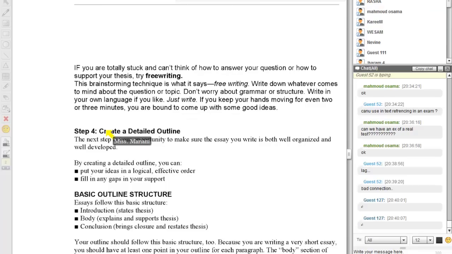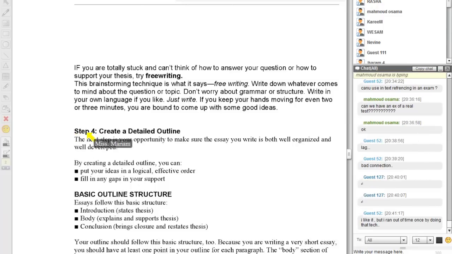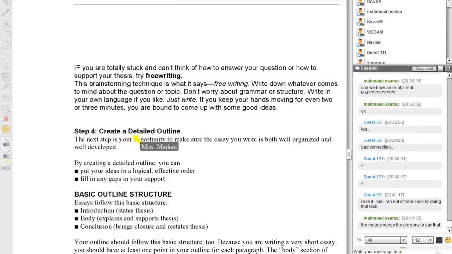The fourth, this part till here we covered during the previous session. So now we are going to talk about the fourth step. The fourth step is to create a detailed outline.